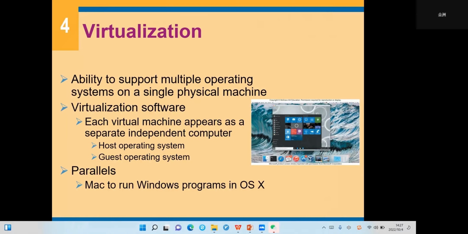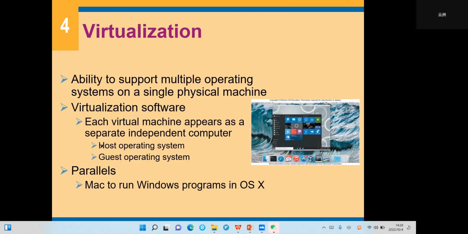virtualization, the virtualized operating system. So that means it can support multiple operating systems that operate independently by running virtualization software, like the VMware I have earlier recorded. And each operating system is known as a virtual machine. For example, we have a host operating system and a guest operating system. The host operating system is the operating system of the physical machine, while the guest operating system is the operating system of the virtual machine.